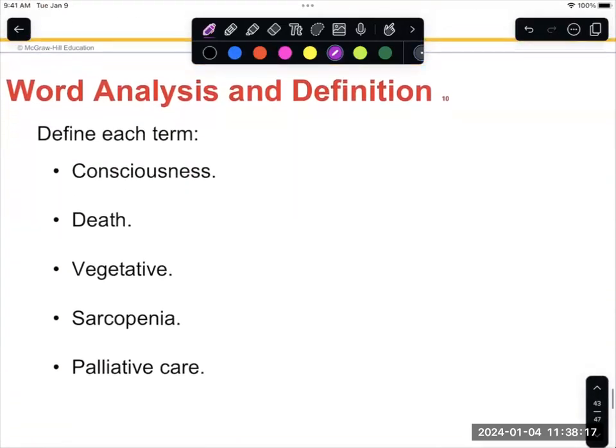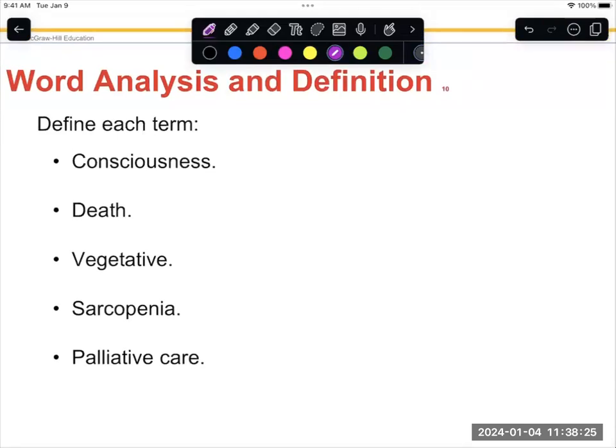Consciousness is that state of being aware of and responsive to the environment. Death is the total and permanent cessation of all vital functions. Vegetative refers to functioning unconsciously as plant life is assumed to do. Sarcopenia is that progressive loss of muscle mass and strength with aging. Palliative care means to relieve symptoms and pain without curing.